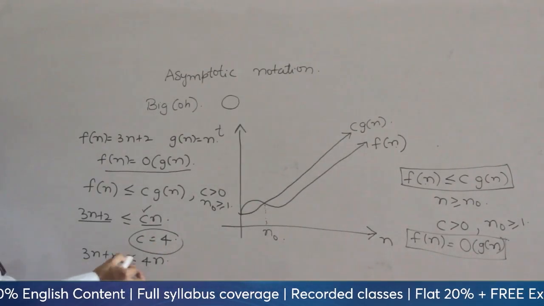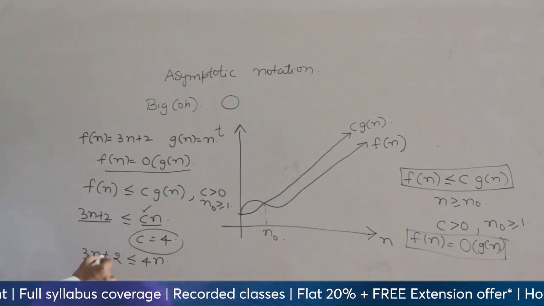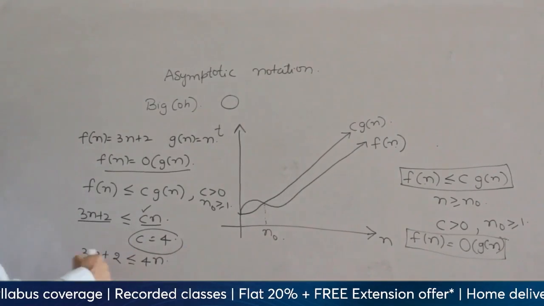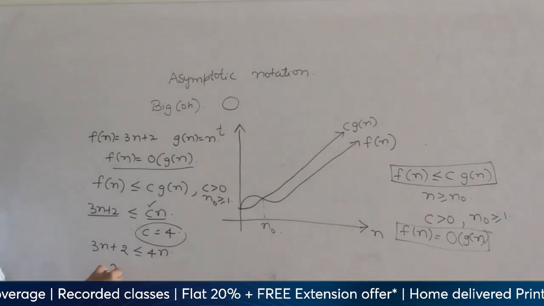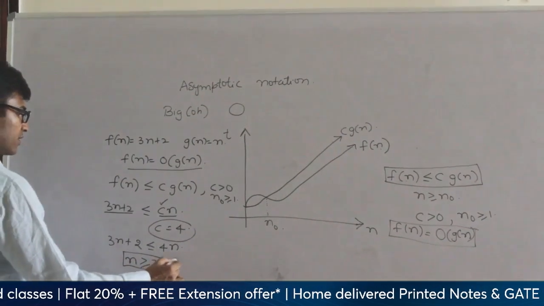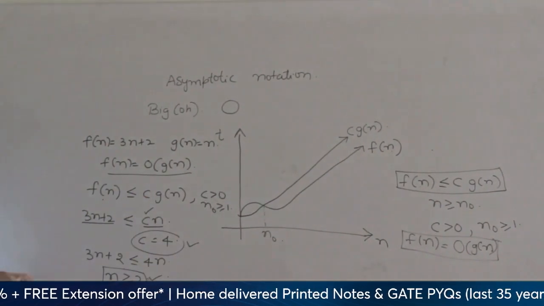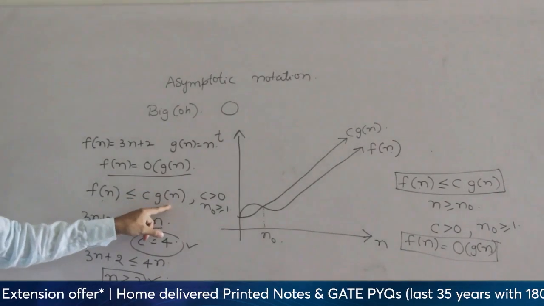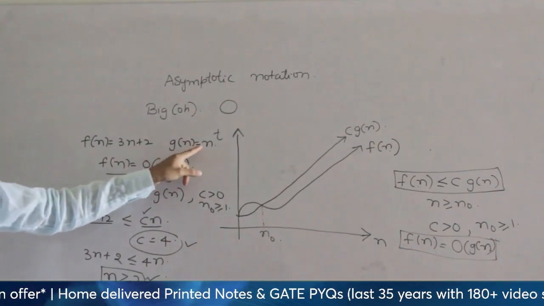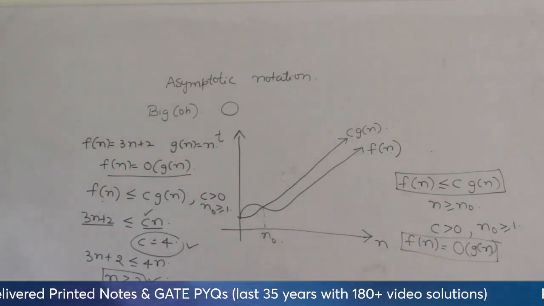And what about n? If you bring this 3n to this side, then n has to be greater than or equal to 2, which means for every n greater than or equal to 2 at c equal to 4, f of n is less than or equal to c into g of n. Therefore 3n plus 2 is big O of g of n.